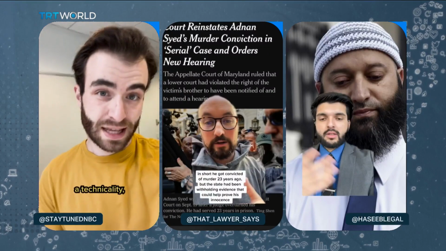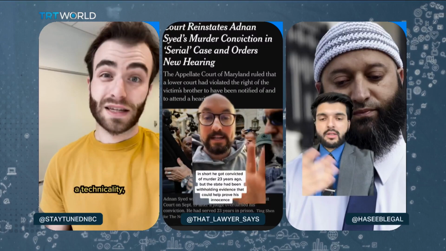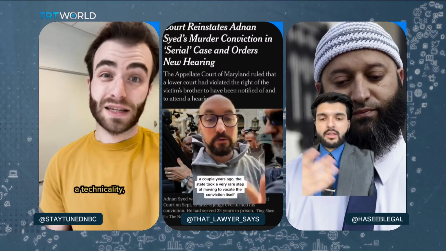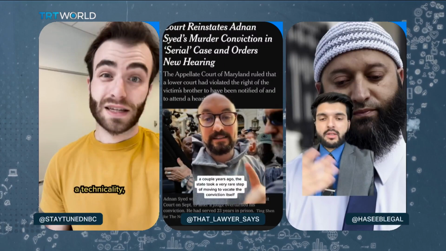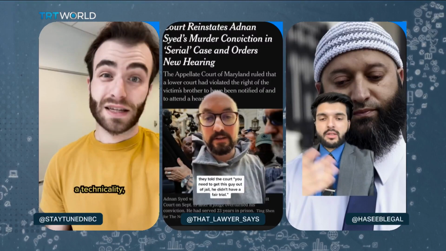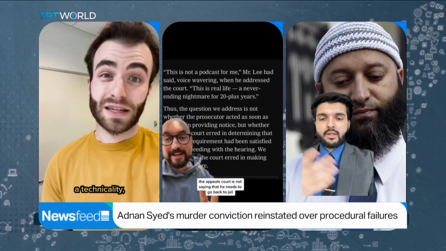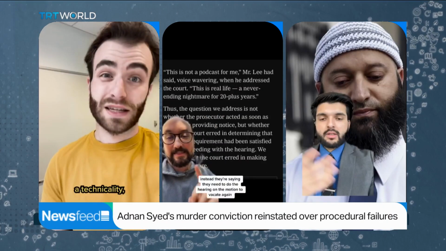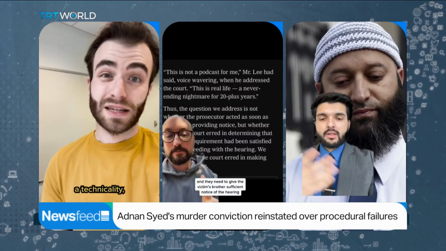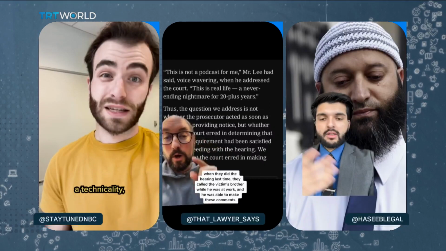Essentially, this is all a technicality. He got convicted of murder 23 years ago, but the state had been withholding evidence that could help prove his innocence. A couple of years ago, the state took a very rare step of moving to vacate the conviction itself. They told the court, you need to get this guy out of jail. He didn't have a fair trial. So why was his conviction just reinstated? The appeals court is not saying that he needs to go back to jail. Instead, they're saying they need to do the hearing on the motion to vacate again, and they need to give the victim's brother sufficient notice. When they did the hearing last time, they called the victim's brother while he was at work.